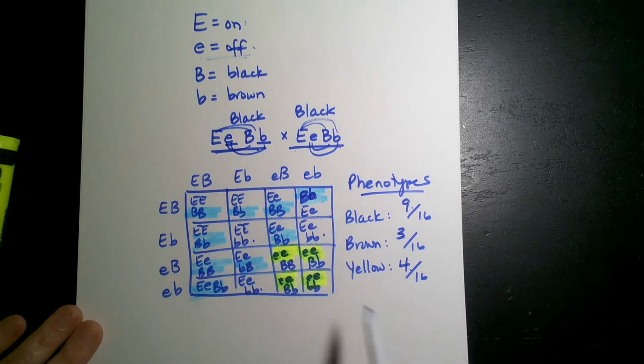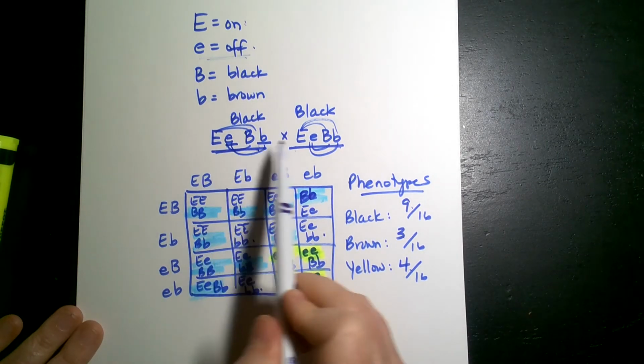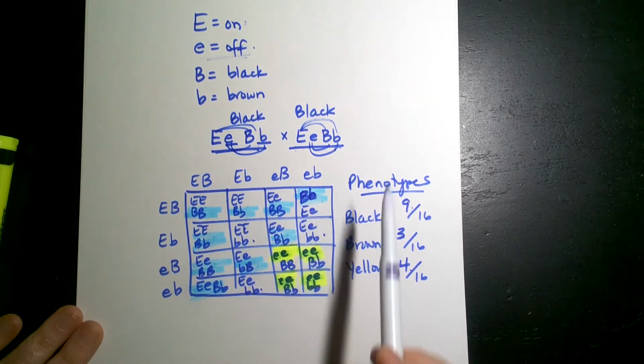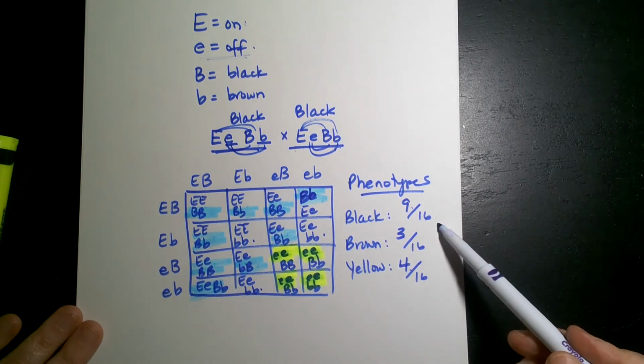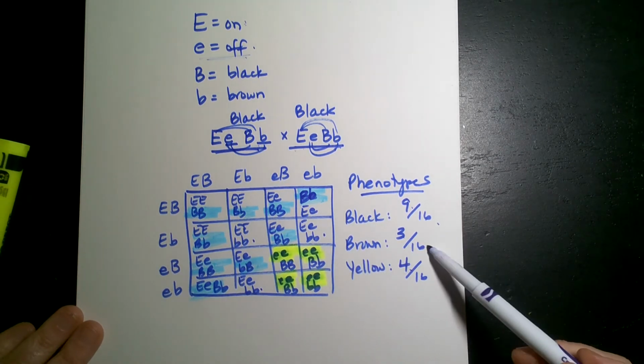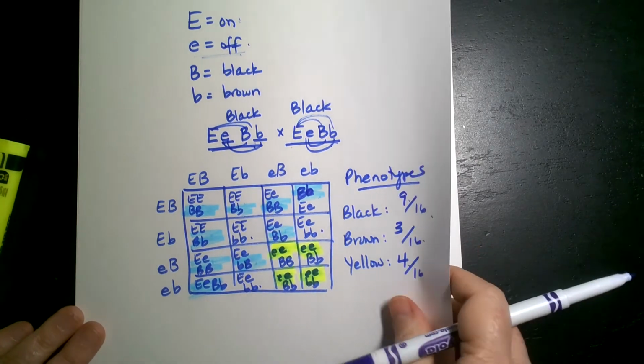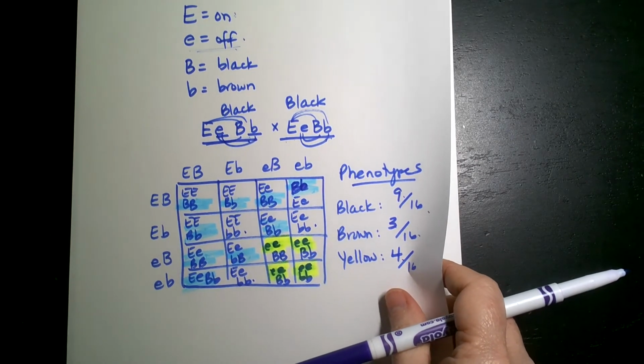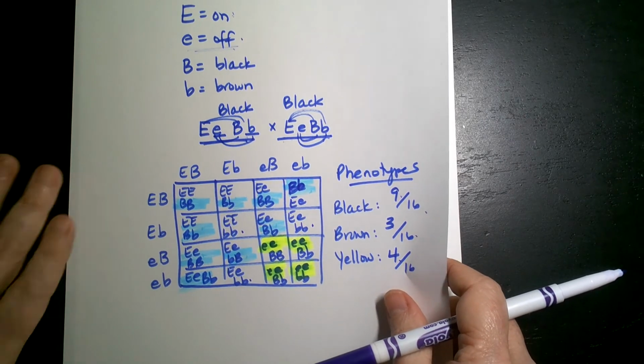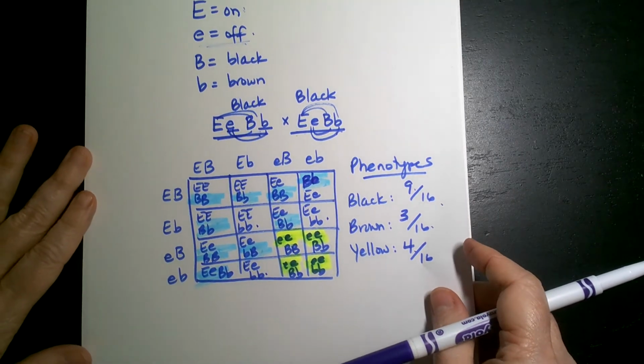So in this cross between the black lab and the black lab that are both heterozygous, you're going to get 9 out of 16 chance for black labs, 3 out of 16 chance for brown, and 4 out of 16 chance for yellow. All right, so I want you to do 2 crosses and then pause the video and then come back and see the answers, okay?